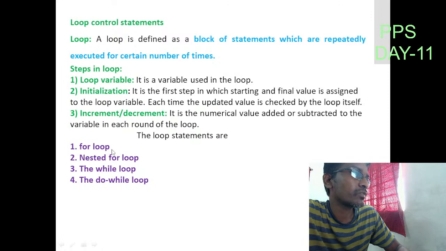These are the four different types of loop control statements or iterative statements. The first one is a for loop, the second one is a nested for loop, the third one is a while loop control statement, and the fourth one is a do while loop control statement.